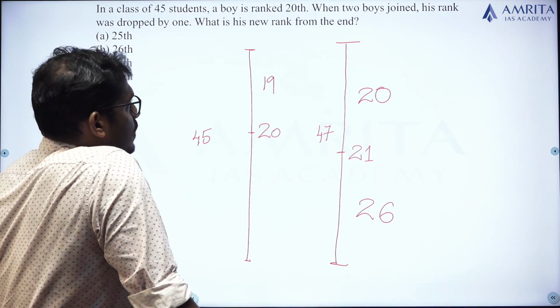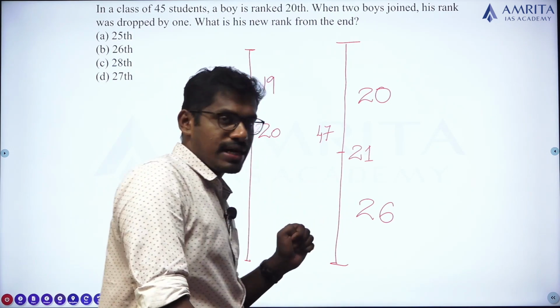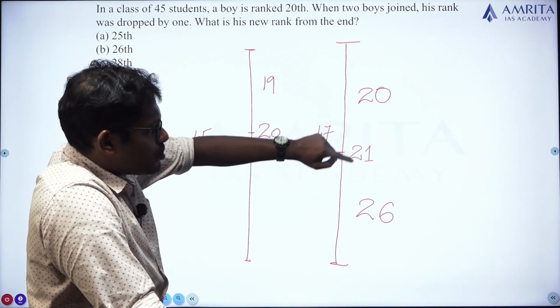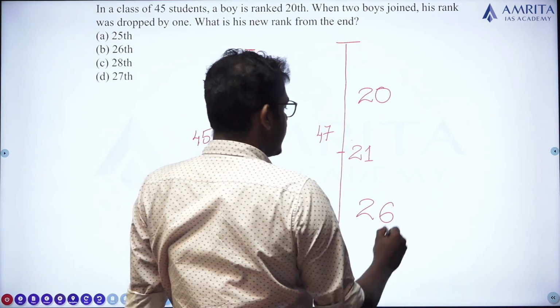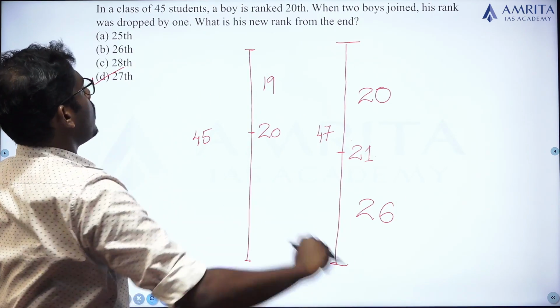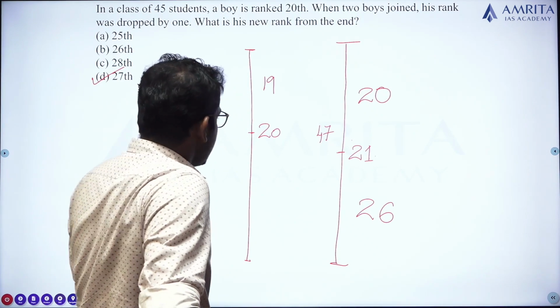What is his new rank from the end? Below him there are 26 students. So he will be the 27th student. So below him there are 26 students, so he will be in 27th position from the end. Clear? Simple question.